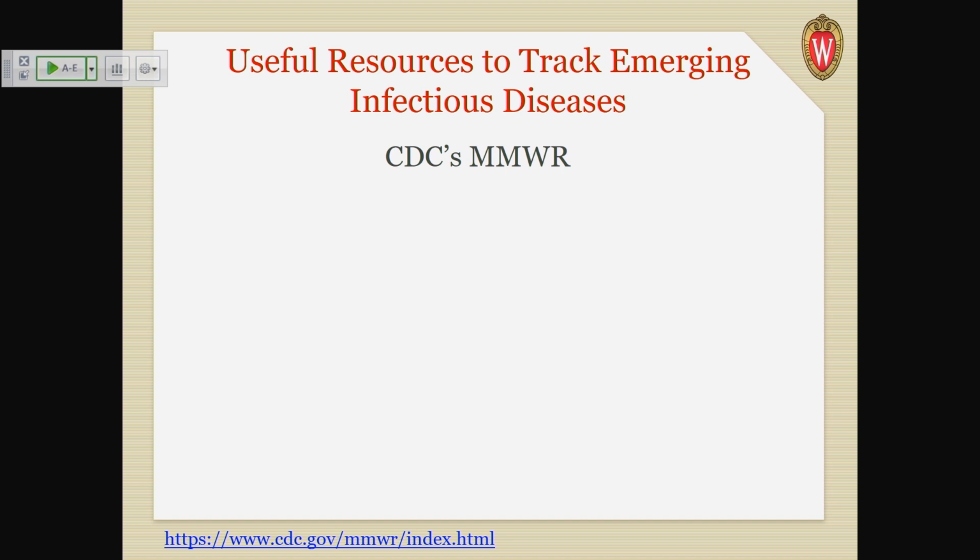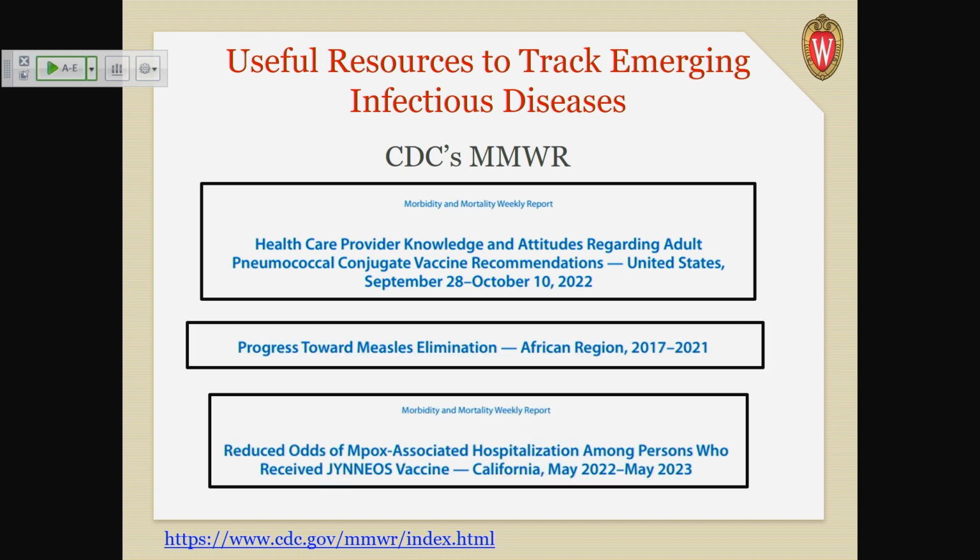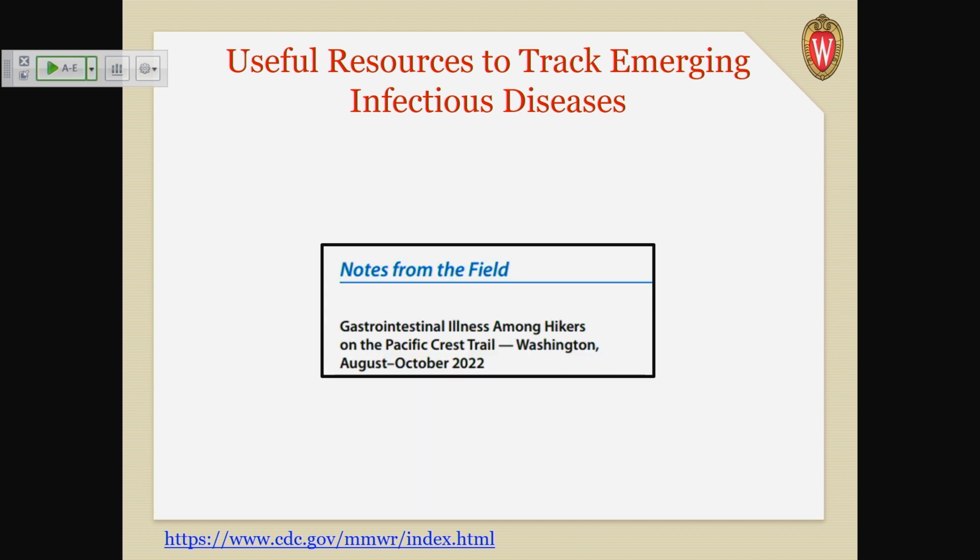Second thing I'll mention is CDC's MMWR, or Morbidity and Mortality Weekly Report. This is CDC's main way of getting information out pretty quickly. Here are a few of the articles just from the most recent week or two. And one thing that's really nice about the outbreaks that they have here, it's called the Notes from the Field. These are usually really pretty short, succinct summaries of outbreaks and what public health did to respond to them.